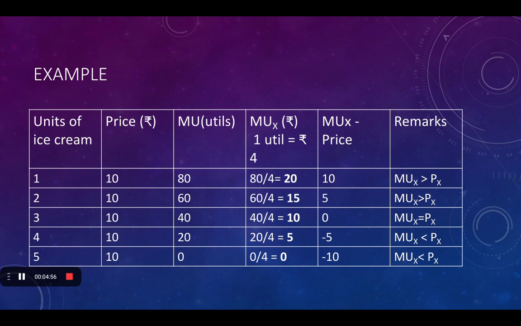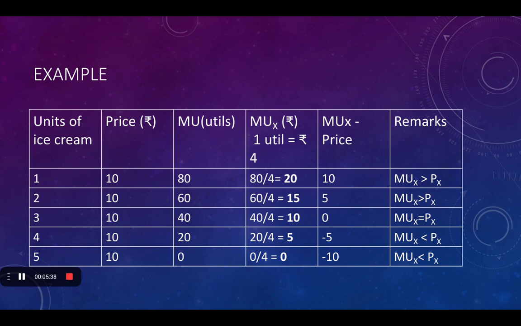On finding out the difference between MUX and price, we get, in the first unit of consumption, 10 rupees surplus. That is, a consumer has to spend 10 rupees because the price is 10, but he is getting the satisfaction of 20 rupees. He is getting a surplus satisfaction of 10 rupees. In the second unit of consumption, he has to pay rupees 10 as a price, but he is getting the satisfaction of 15 rupees. So he is having a surplus of 5 rupees satisfaction.